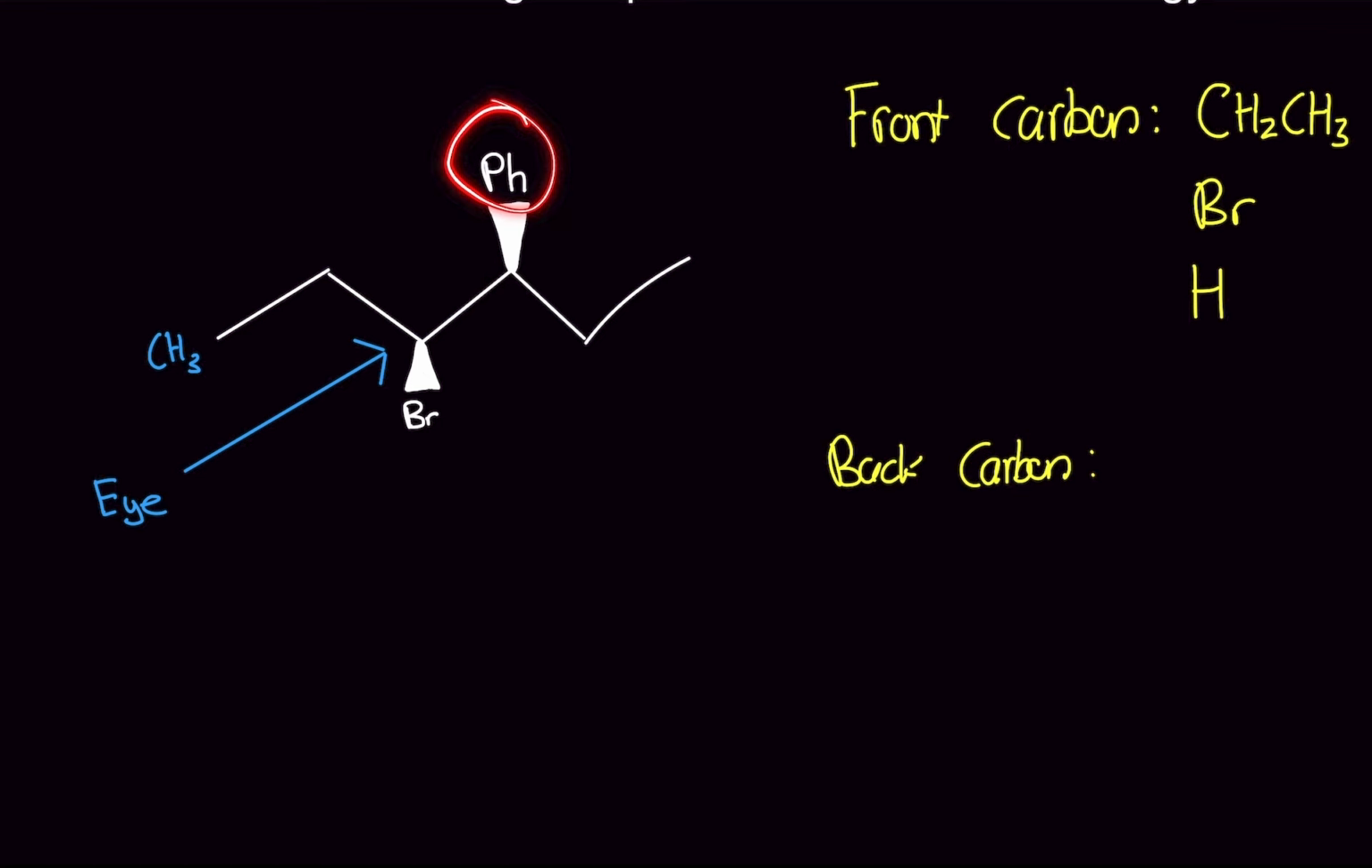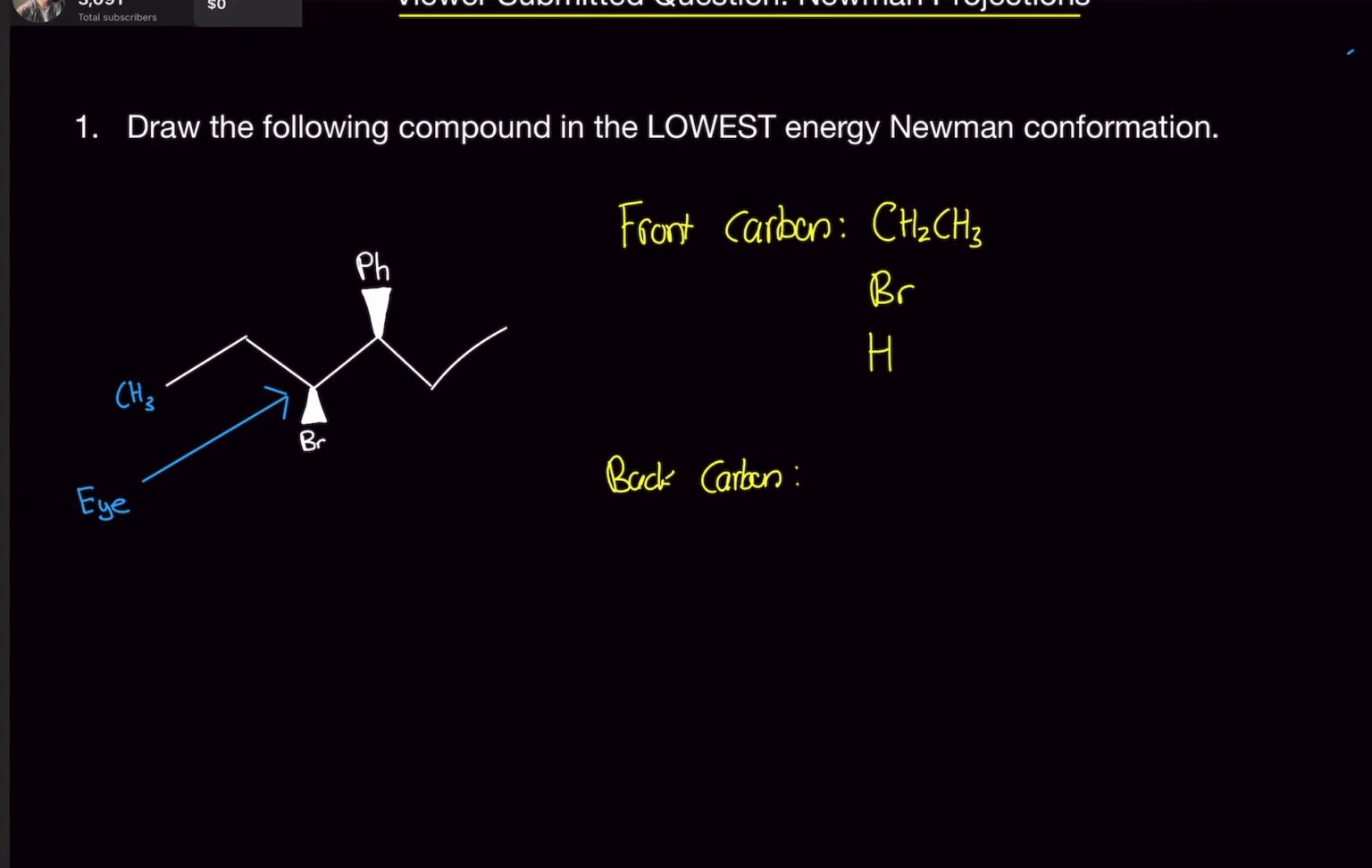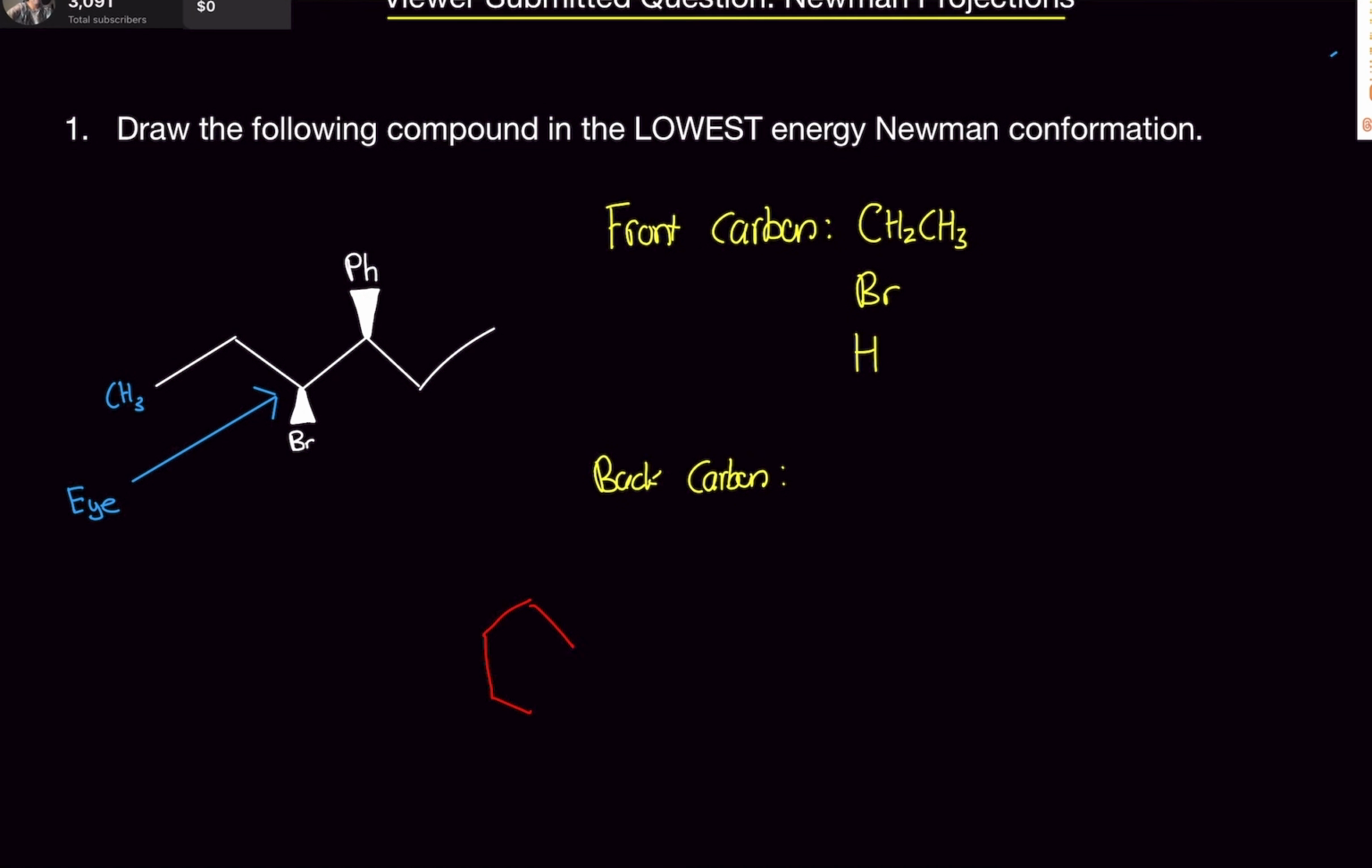This, we have a phenyl group. Now, if you don't know what a phenyl group is, let me draw it out for you. A phenyl group is this. That's really ugly, but it's basically a ring. That's what a phenyl group is. Really bulky, really, really bulky. It's a hint.